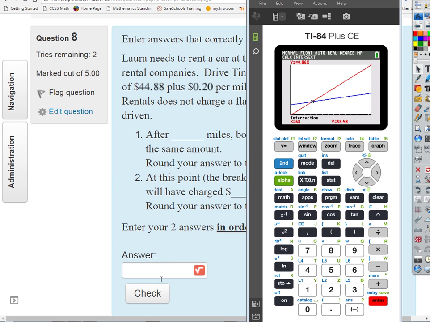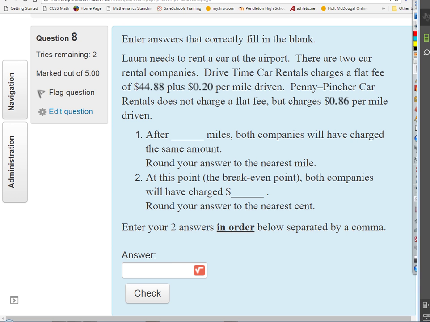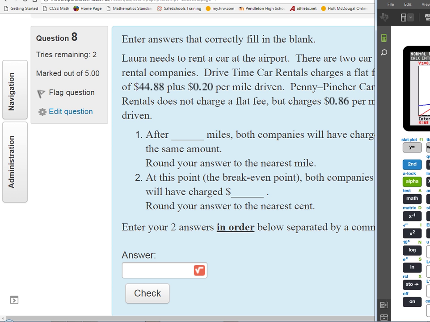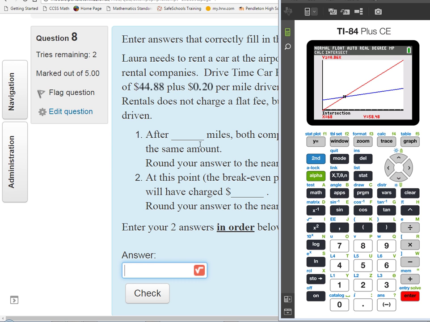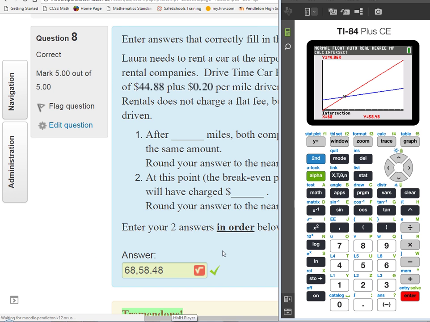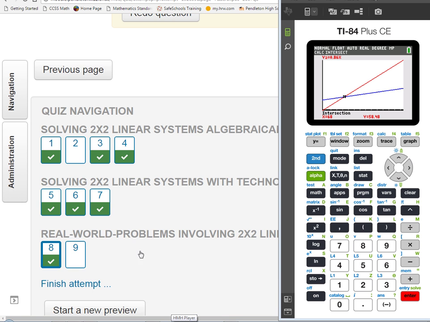So it wants us to enter those in order separated by a comma. So filling in the blanks, the first one was 68. Second one was how many dollars? 58.48. Notice I'm just filling in the blanks. I'm not including the dollar sign. It's already there. And we got it. Okay, last one.